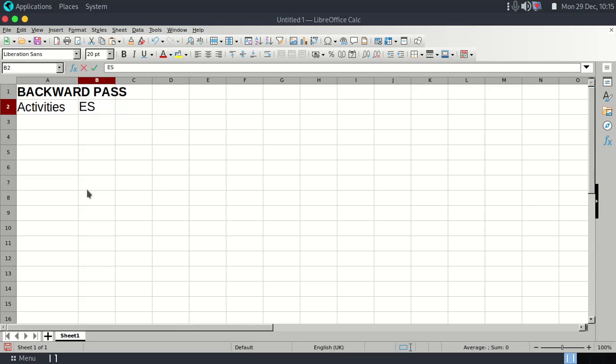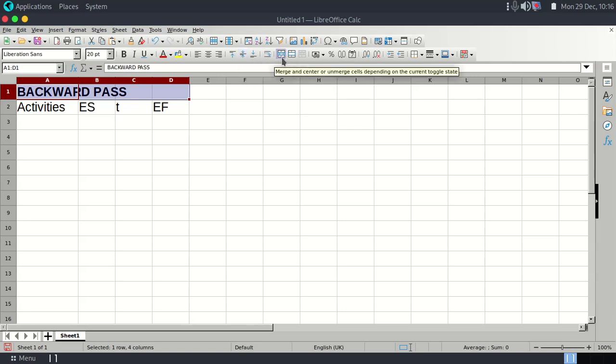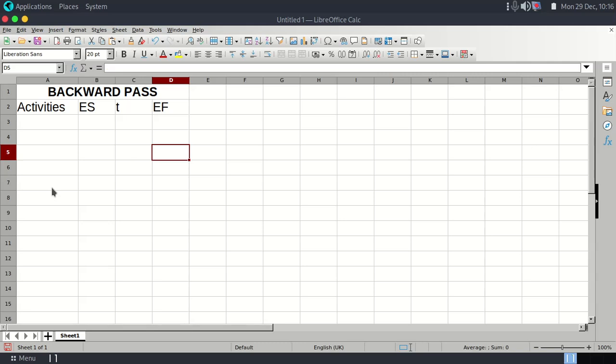We need to have the earliest start time. We need to have the duration, which will be represented by small letter t. Then we need to have the earliest finish time. This is what we need in the backward pass. So let me merge that. Okay, so now, sorry for that, just need to make sure that everything is neat.